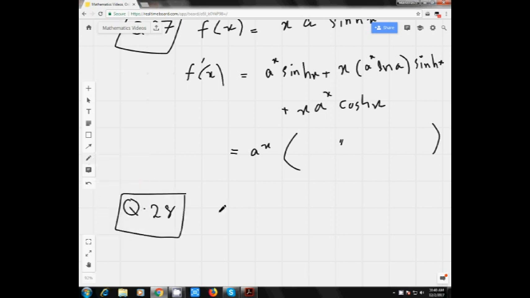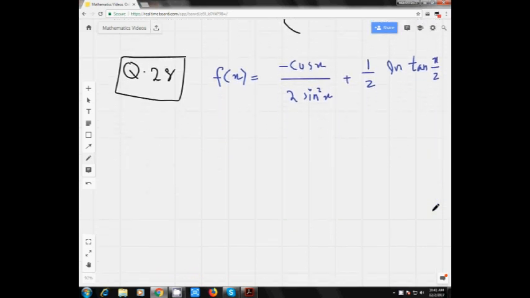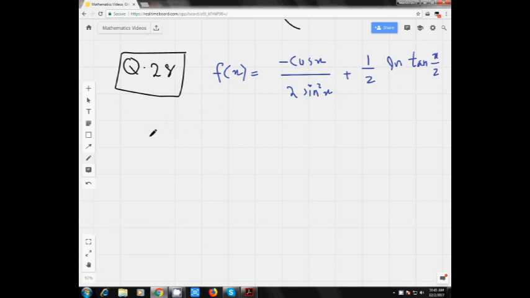It is question number 28. f of x is equal to minus cos x divided by 2 times sine square x plus 1 by 2 ln tan x by 2. You have to differentiate both of the sides with respect to x.